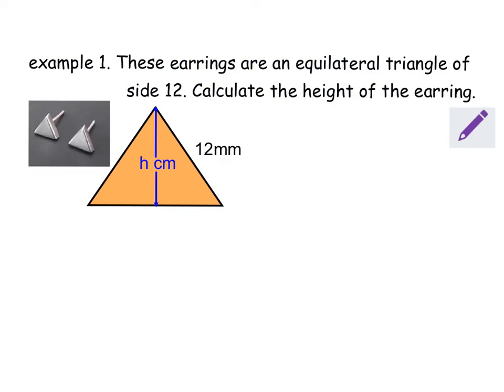So example 1, I have a picture of a wee pair of earrings there that are made from an equilateral triangle of side 12 millimetres. So I've missed millimetres out there on the question, but it's on the diagram. Calculate the height of the earrings.